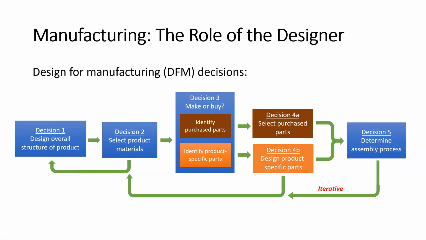And then finally, for the 5th decision, we have to determine the assembly process. So how are we going to put all of these things together? It may or may not be obvious, but the assembly process actually has a feedback into how the parts are going to be designed to a great extent. We can design things that can't be assembled. So we have to be careful.